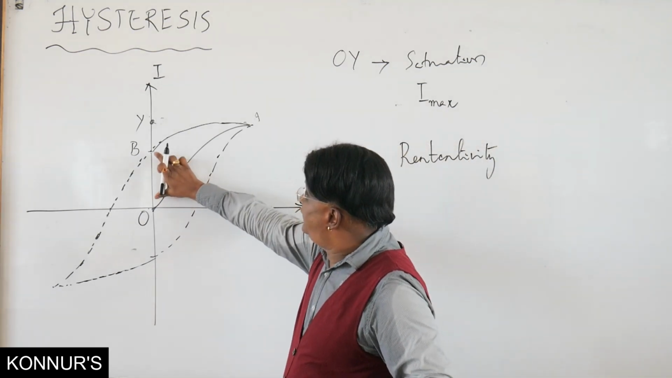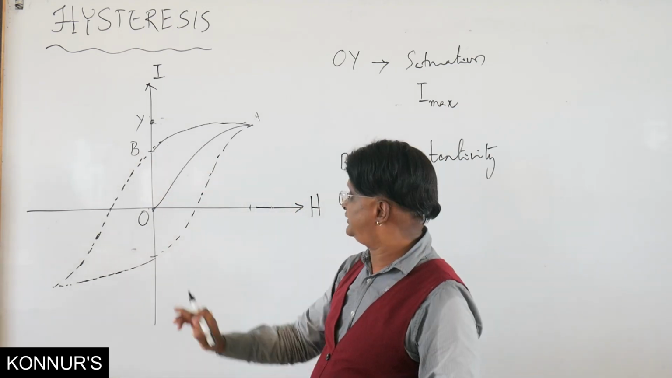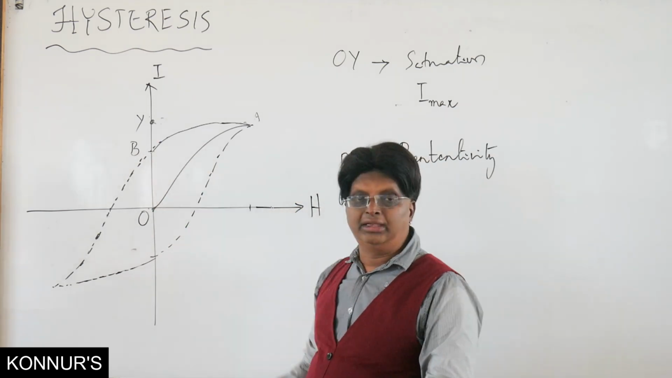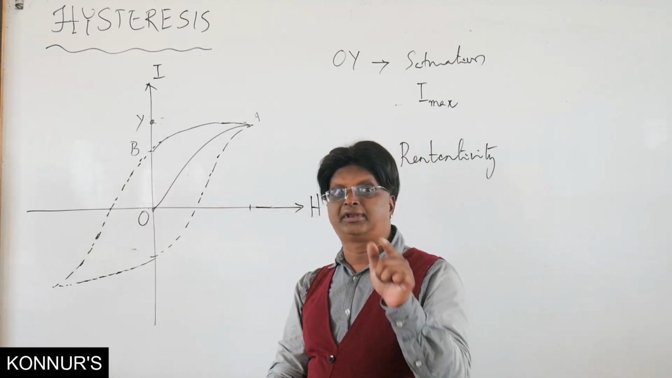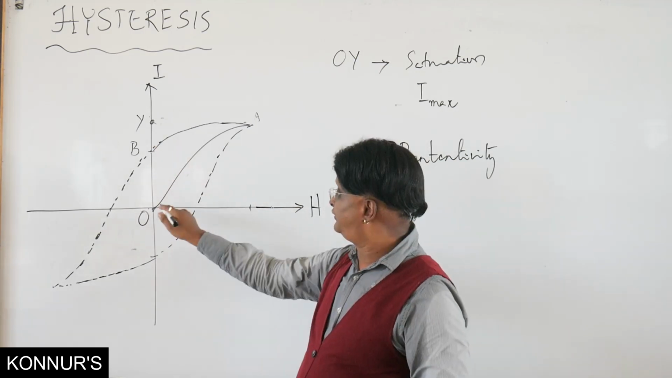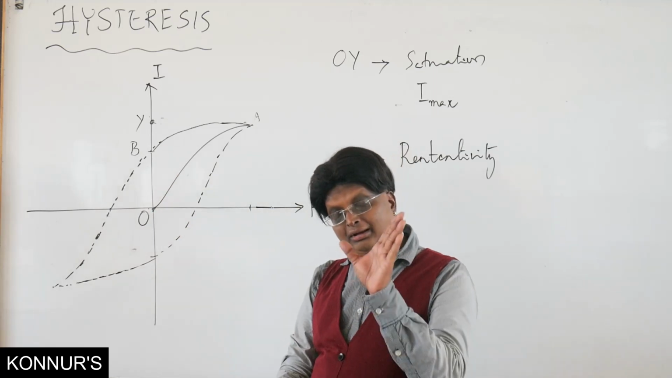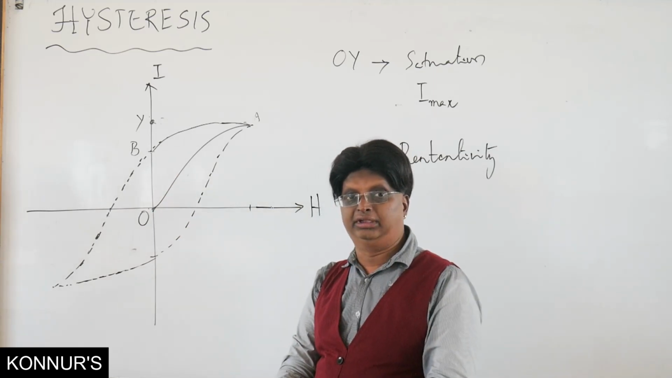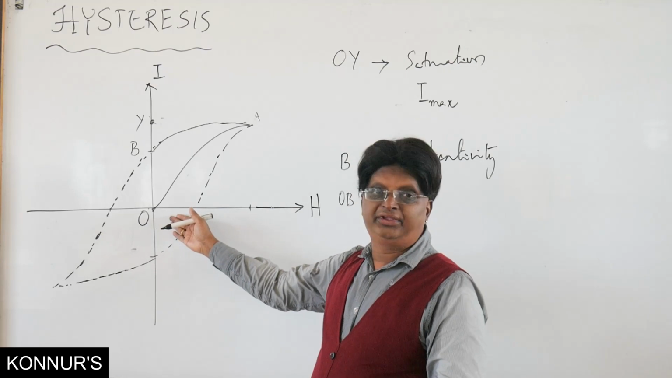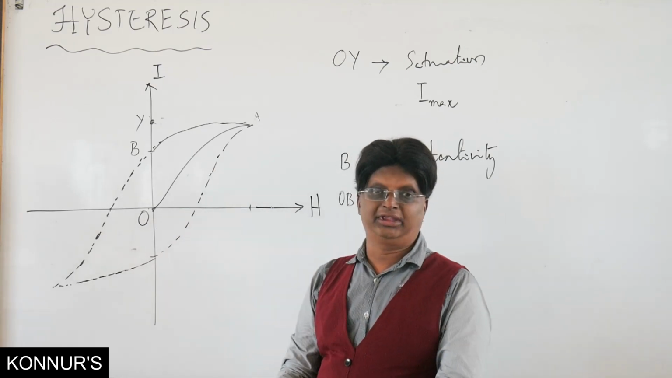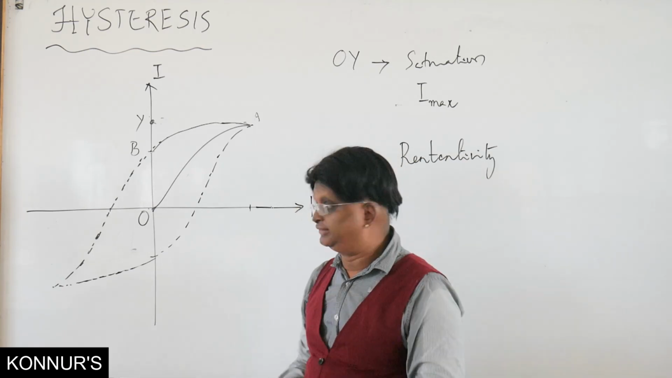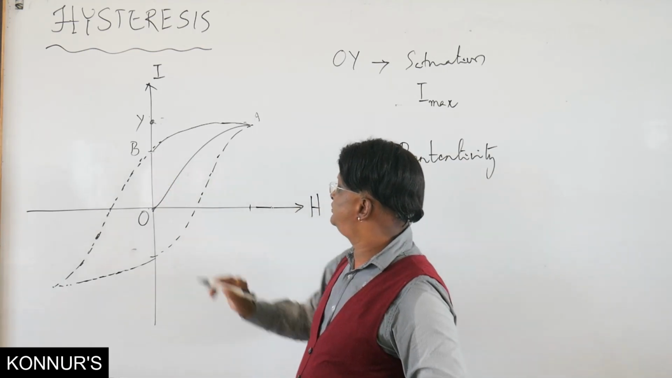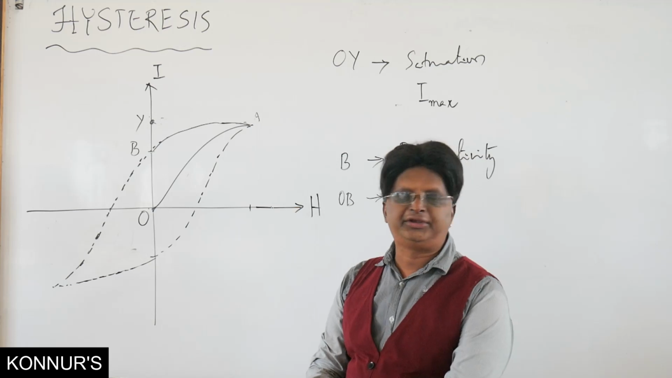OB refers to the degree of retentivity. You see here, OB is a y-intercept. So the more the y-intercept, the more the retentivity. At the end of our discussion we will see the size of this complete loop is a very important thing, which will give solutions for a number of questions. So OB, this y-intercept, is the degree of retentivity.